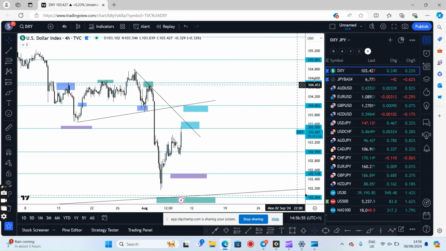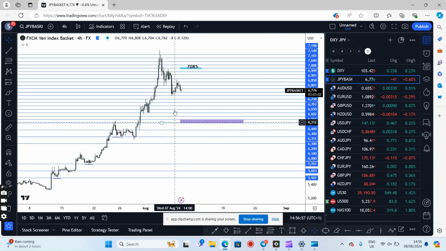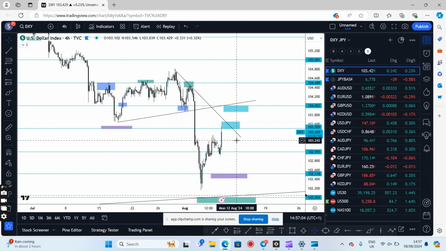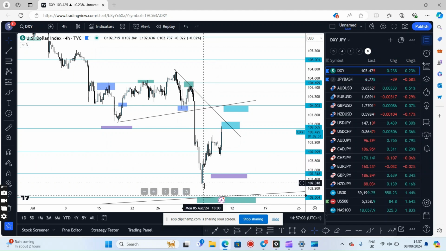So that's what I've broken down for today. The yen basket hasn't hit my area of confluence, but the DXY has. So now I'm in these trades. I'll update you as and when there is some development, but for now we just sit and we wait.